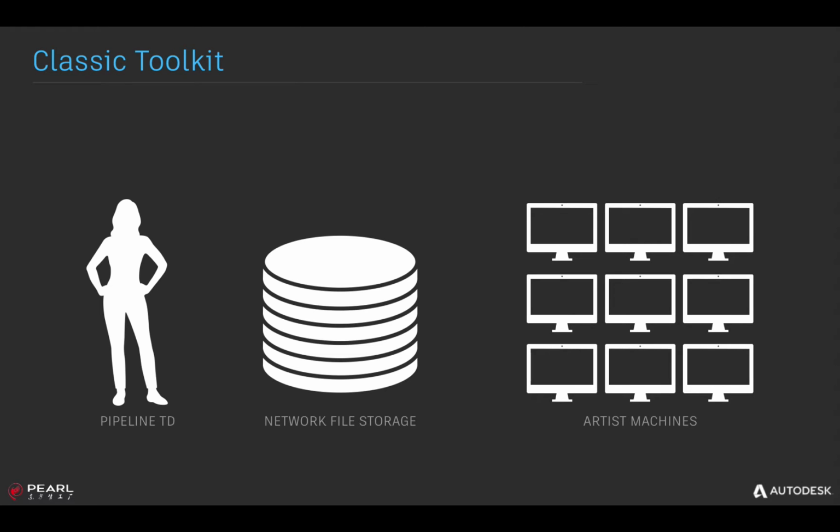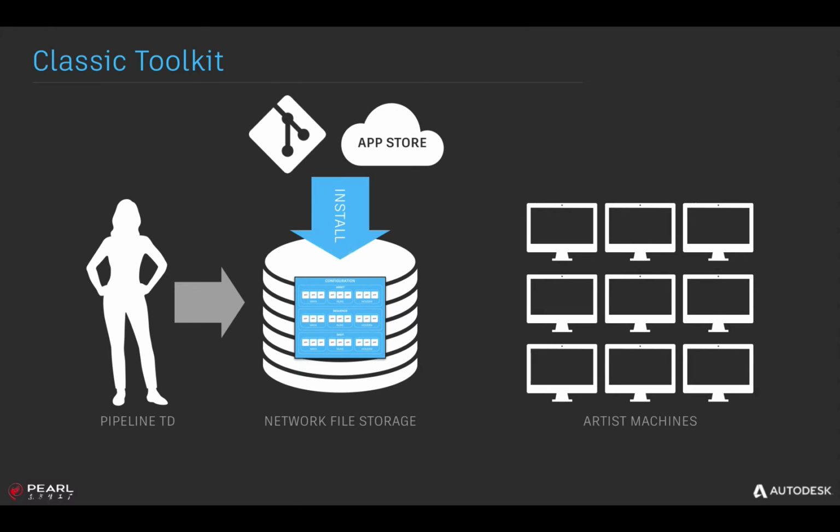In the past, a studio using Toolkit would need a pipeline TD to curate and manage the configuration locally. When the pipeline TD or admin installed the configuration on the network file storage, all the required tools would be downloaded based on their referenced location in the configuration, and then be made available to all artists in that location. While this works well for a single location, the addition of other physical studio locations creates a management problem when it comes to configuration.